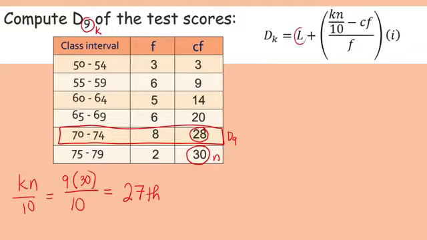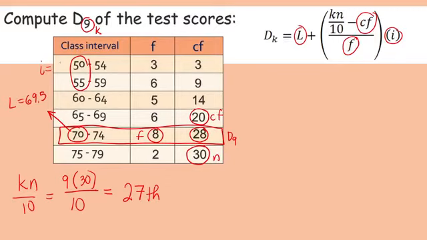Let's look for the L. So what's the value of L using 70? 69.5. Subtract 0.5 over 70. You'll get that. What about the CF? What's the value of the CF? 20. 20 is the value of the CF. What about the F? 8. The value of F is 8. The class size is how much? 5. Okay, I is equal to 5.